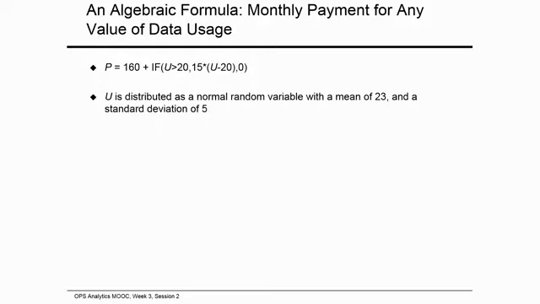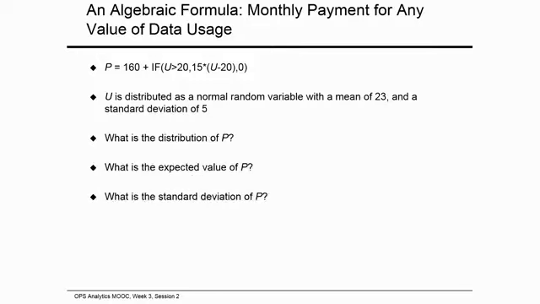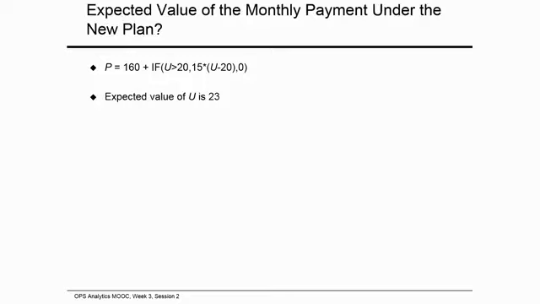So let's return to our main question. If U is distributed as a normal random variable with mean 23 gigabytes and standard deviation of 5 gigabytes, what is the probability distribution of P? What reward value does our consultant get if she subscribes to the new plan? What risk will she be facing? As far as the reward is concerned, the expected payment value, can we just plug in the expected value of U, 23, into our formula and get the expected value of P?